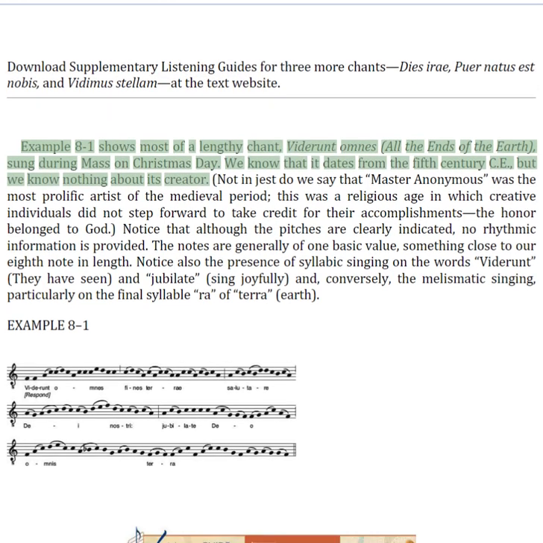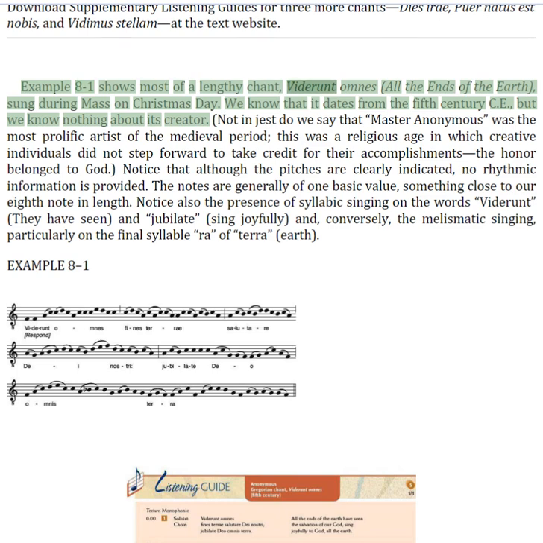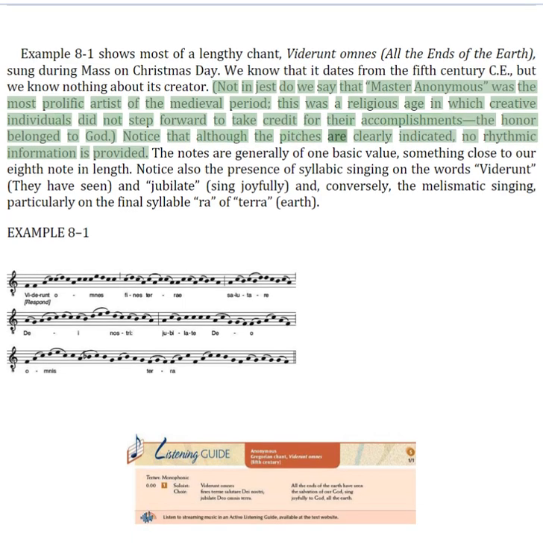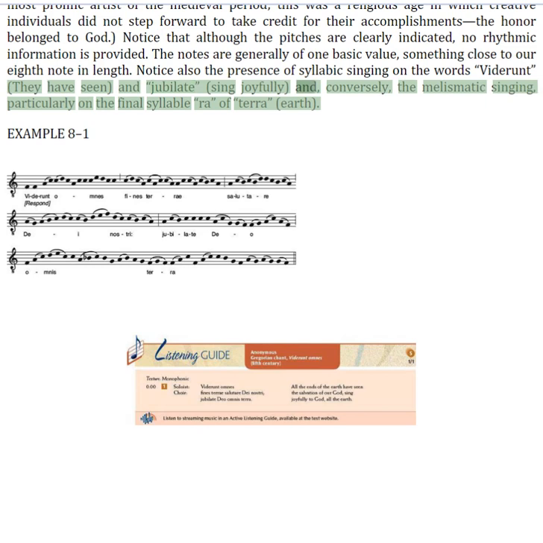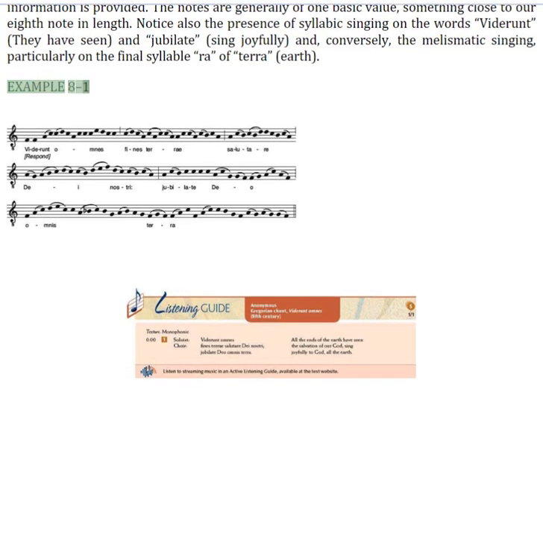Example 8:1 shows most of a lengthy chant, Viderunt omnes, sung during Mass on Christmas Day. We know that it dates from the 5th century CE, but we know nothing about its creator. Notice that although the pitches are clearly indicated, no rhythmic information is provided. The notes are generally of one basic value, something close to our 8th note in length. Notice also the presence of syllabic singing on the words viderunt and jubilate and, conversely, the melismatic singing, particularly on the final syllable ra of terra. Example 8:1.